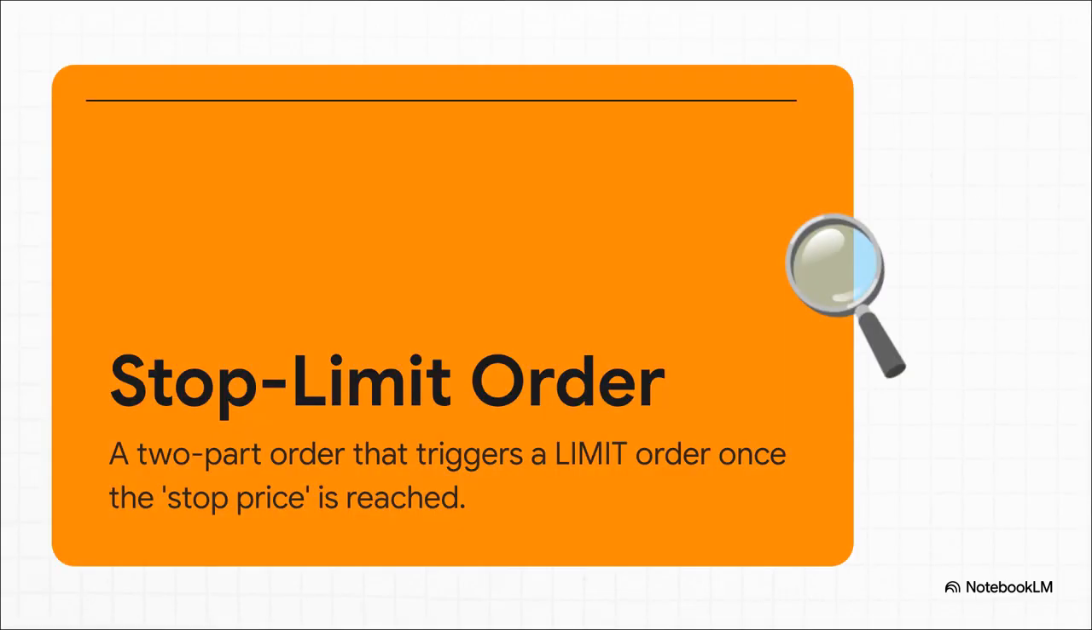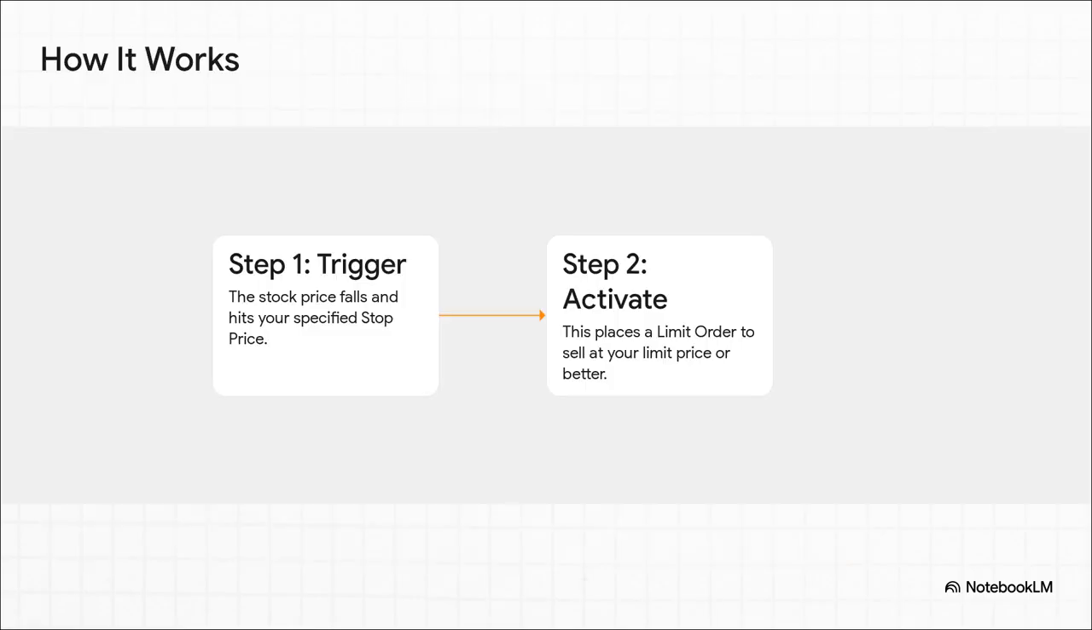Now, for a slightly more advanced version, the stop limit order. This one, as you can probably guess, combines the features of a stop order and a limit order. It's a two-step instruction that gives you way more control over the price you sell for during a downturn. So how does this work exactly? Let's break it down. Step 1 is the same. The stock price falls and hits your stop price.